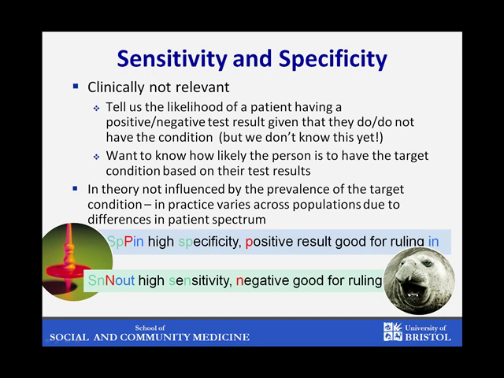Two useful acronyms that were developed by David Sackett to help remember which way round sensitivity and specificity go are known as SPIN and SNOUT. SPIN standing for high specificity, positive result good for ruling in a disease, and SNOUT standing for high sensitivity, negative result good for ruling out.